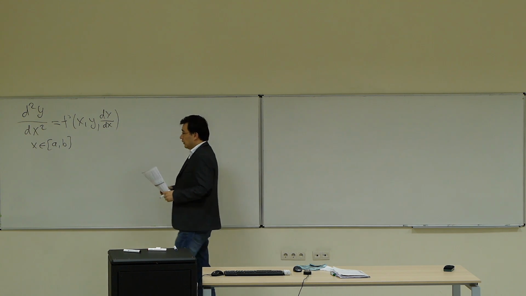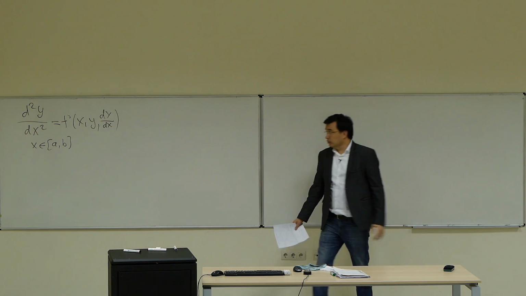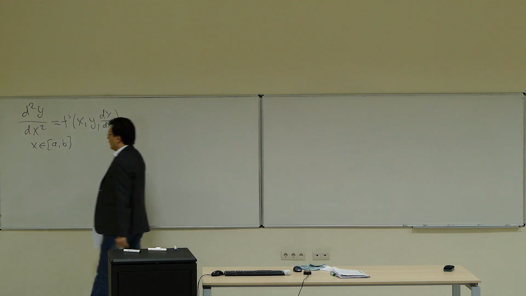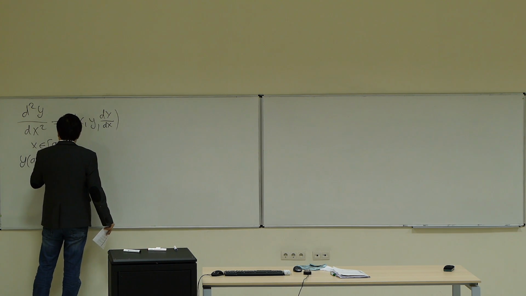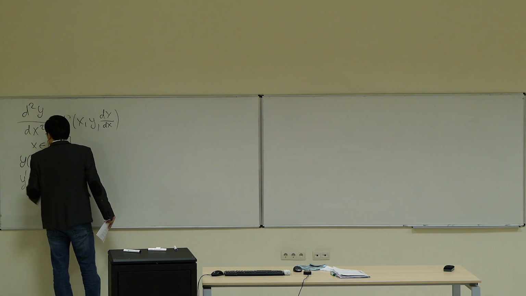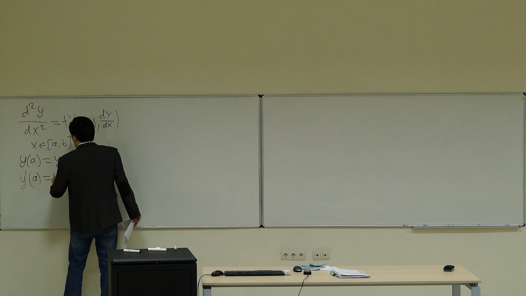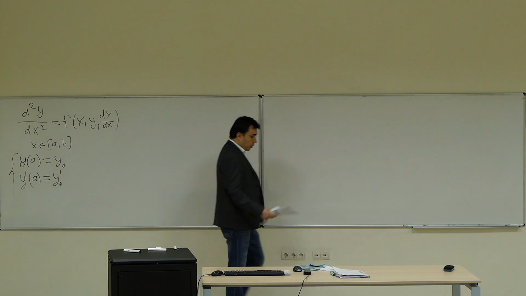So far, we learned how to solve this equation when we have some initial conditions, right? Which means that we need the value of function y at point A. Let's call it ya. And we also need the derivative of the function y at the same point. Let's call it ya prime. So, this kind of problem is called initial value problem, okay?